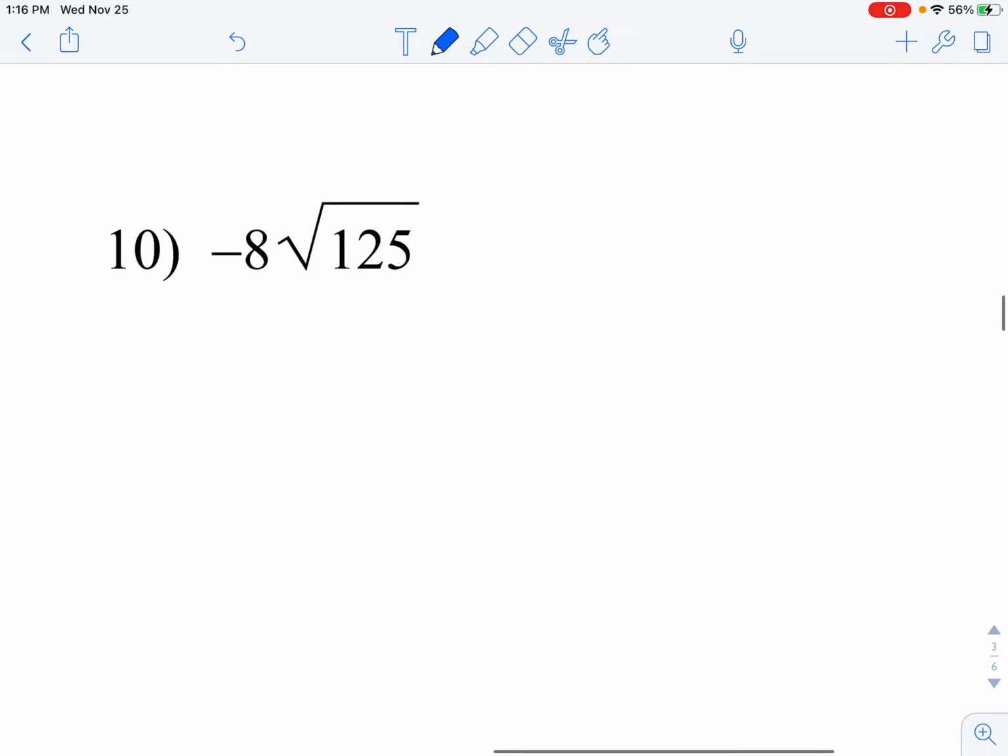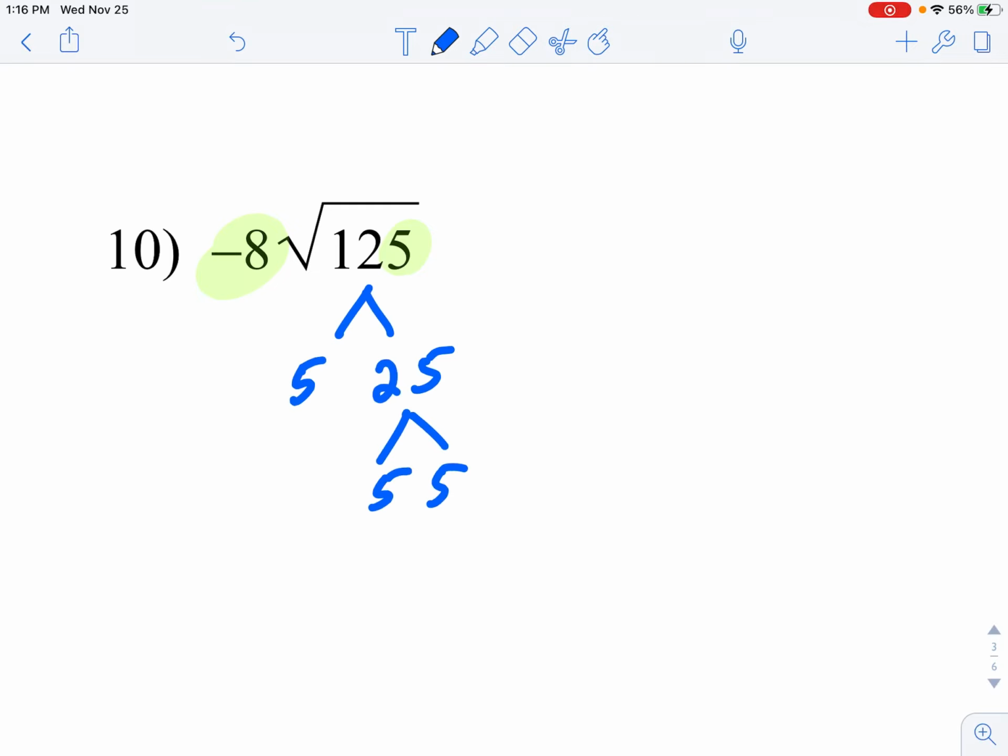Okay, number 10. Now, number 10 is a little different because it already has a number out there. It's really not going to affect anything. Let me show you. So let's just focus on the radical part. Square root of 125. Well, you know, anything that ends in 5, you can divide by 5, and that works out to be 25. Of course, that's 5 times 5. We do have a pair of 5s there.